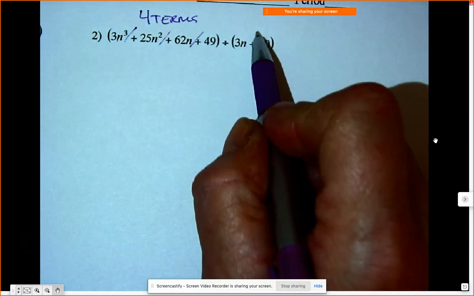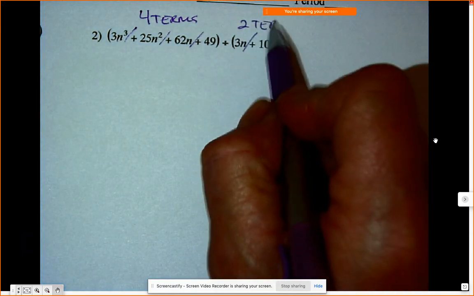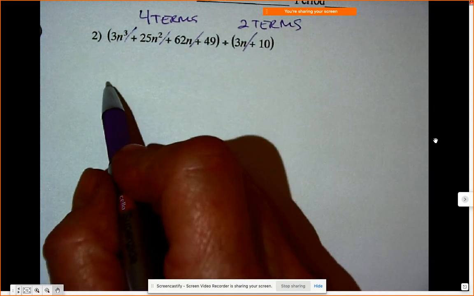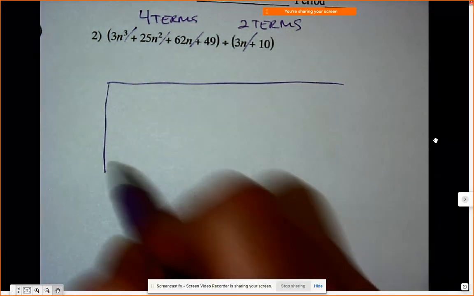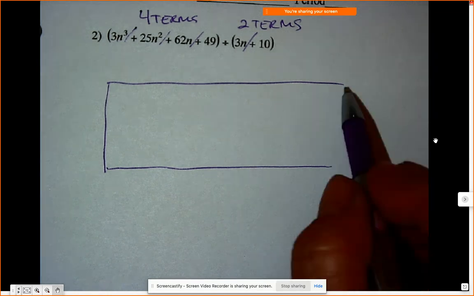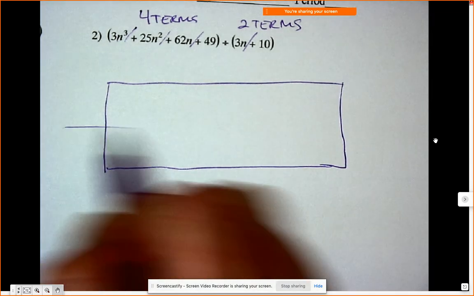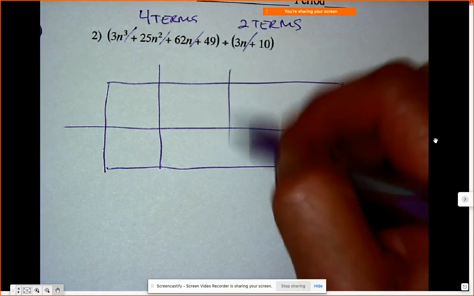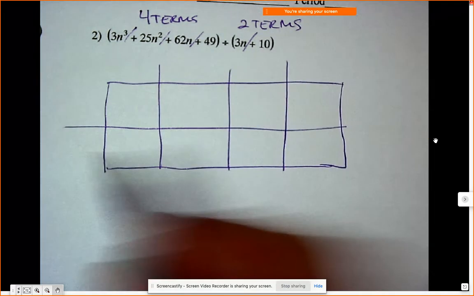And here I have 2 terms. So I need a box that is 4 by 2. I put the 4 across usually. You can put it the other way, but I will tell you, this is easier. Okay, so I need 1, 2, 4 boxes.